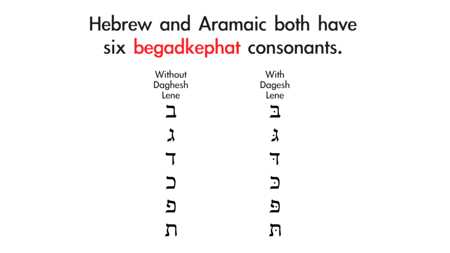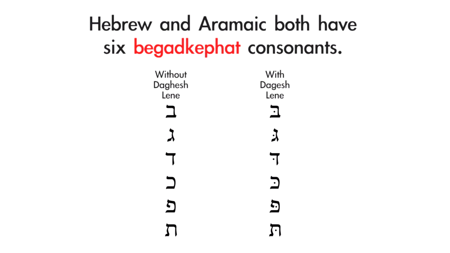Look at your screen with me. You'll see two columns of consonants. Those are the six begad kafat consonants: the bet, the gimel, the dalet, the kaf, the pe, and the tav. The column on the left represents those six forms without a dagesh lene, and so the softer pronunciations. So, for example, the bet without a dagesh lene is pronounced softly like a V, va.